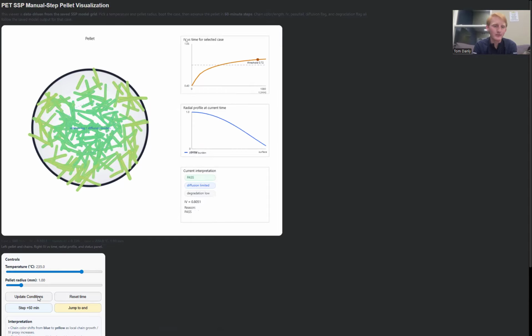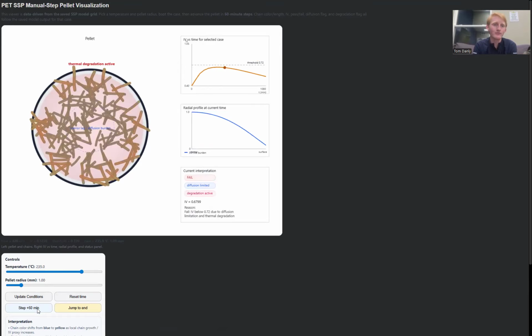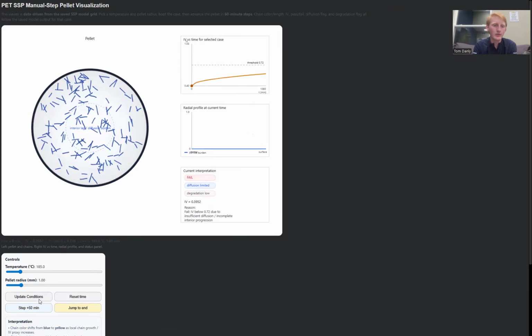If we increase the temperature, we can see how thermal degradation kicks in and actually lowers the intrinsic viscosity. And at too low of temperatures, there's just not enough mobility. You can also vary radius to see, again, the effects of diffusion as well.